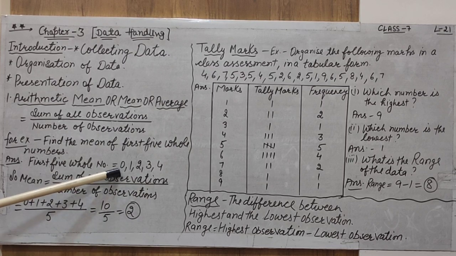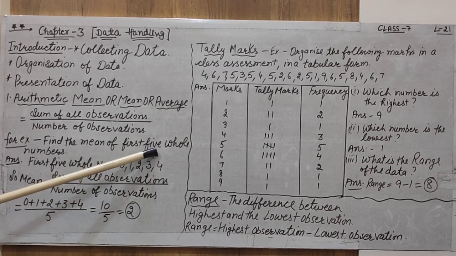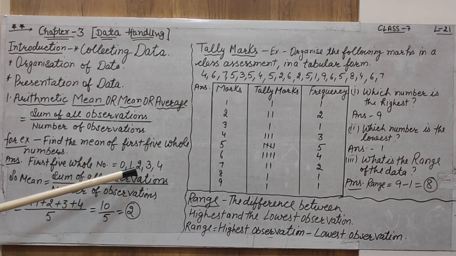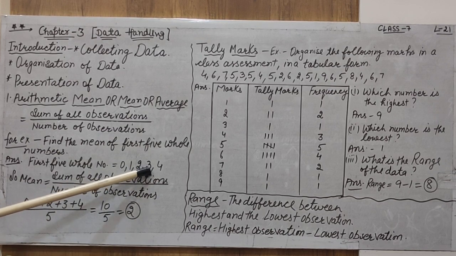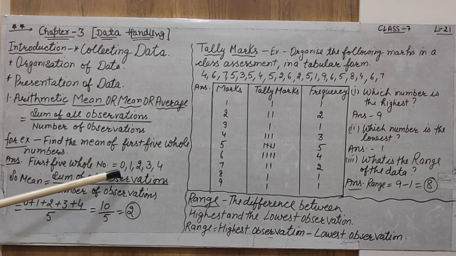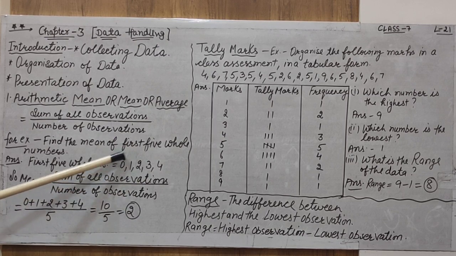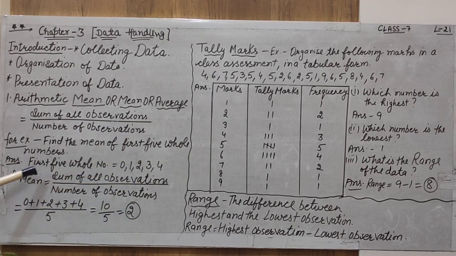So the first whole number is 0. Then count the first 5 whole numbers: 0, 1, 2, 3 and 4. These are the first 5 whole numbers. Count the whole numbers you have to use.